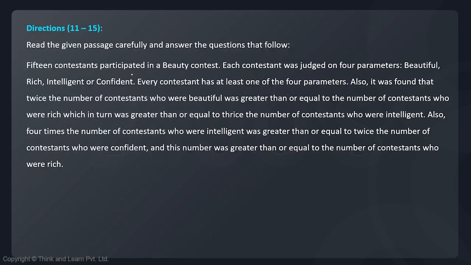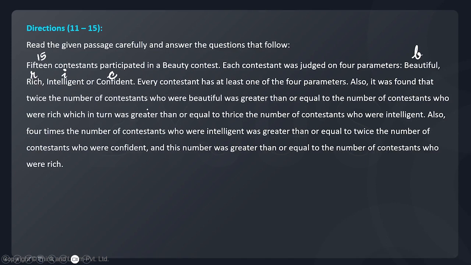15 contestants participated in a beauty contest. Each contestant was judged on 4 parameters: beautiful, B, rich, R, intelligent, I, confident, C. Each contestant has at least one of the 4 parameters. So we have 15 contestants, so the maximum value of any of these B, R, I or C could be 15. It can't be more than that.